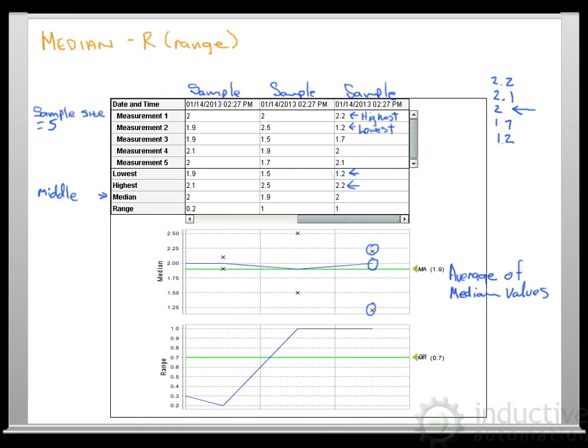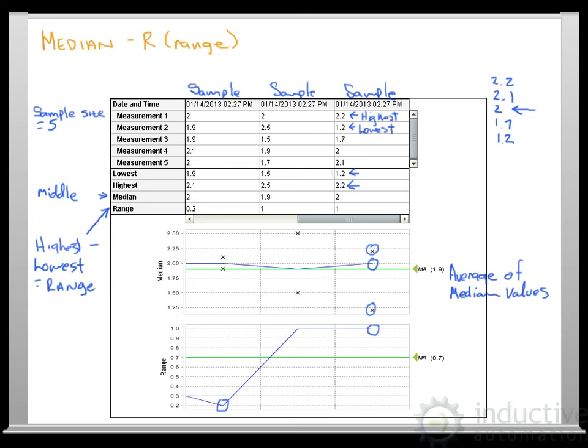Now the range works exactly the same way as on X bar R. We're going to take our highest measurement minus our lowest measurement, and that's going to equal our range. And that's where these figures came from. So we took our 2.2 minus our 1.2, that's 1. And in this case we took 2.1 minus 1.9 and we get 0.2. So we see our 0.2 here and we see our 1 here.